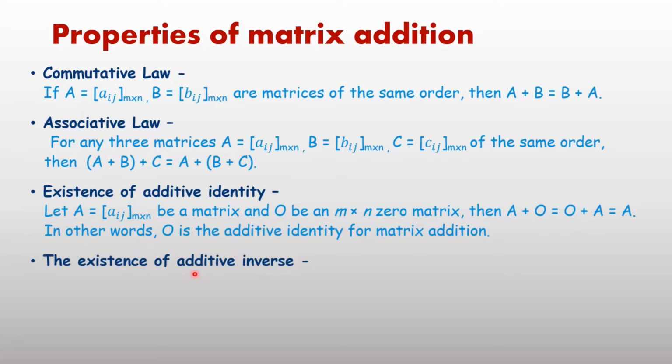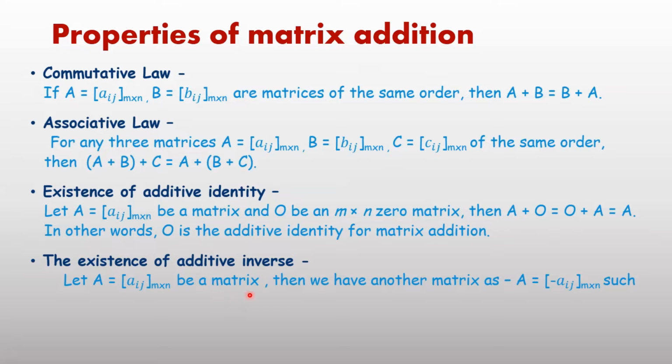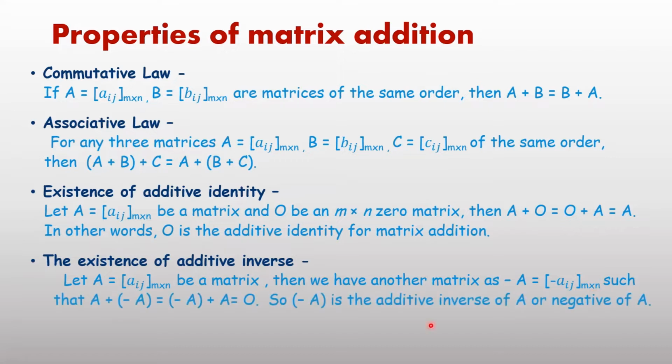Additive inverse means you are going to find a matrix such that A plus A dash or A plus B equal to 0 matrix. If matrix A is given as Aij of order m by n, then second matrix minus A. Minus A means each and every element of matrix A is multiplied by minus 1 of the same order. If we add them A plus minus A or minus A plus A, you will get a 0 matrix of the same order. Here minus A is known as negative of A, or it is known as additive inverse of A.